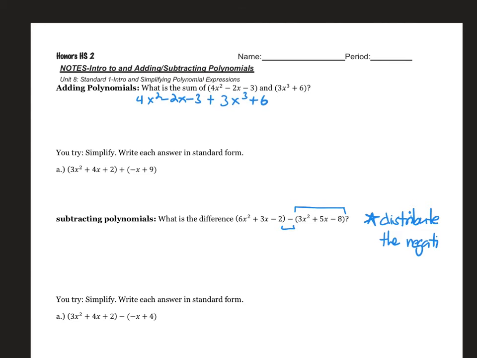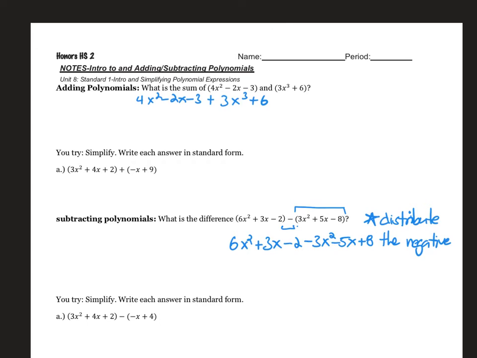I'll make a note over here. So as opposed to just dropping the parentheses here, right, when I moved from here to here, I just dropped the parentheses and went ahead and added it together. Here, I'm going to have to make everything in the second polynomial here the opposite sign. So this is going to be 6x squared plus 3x minus 2 minus 3x squared minus 5x plus 8. Okay, after that, it's just a matter of combining like terms.